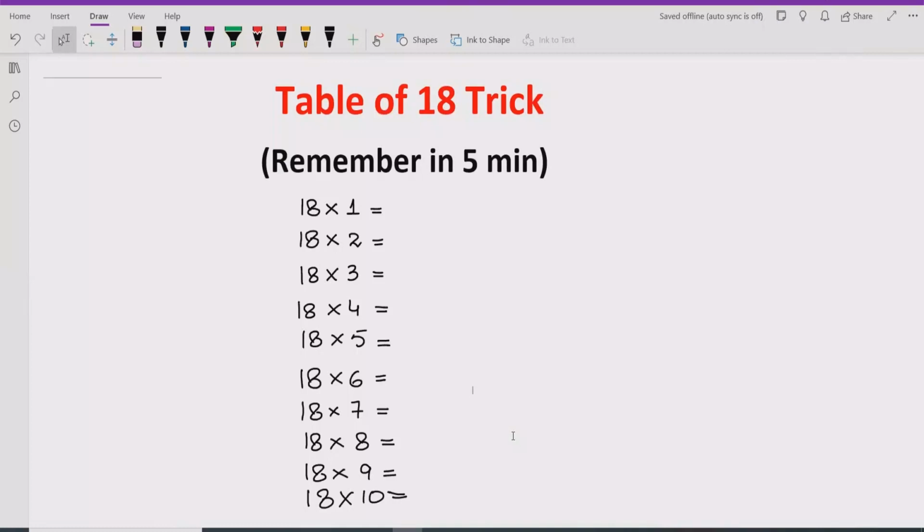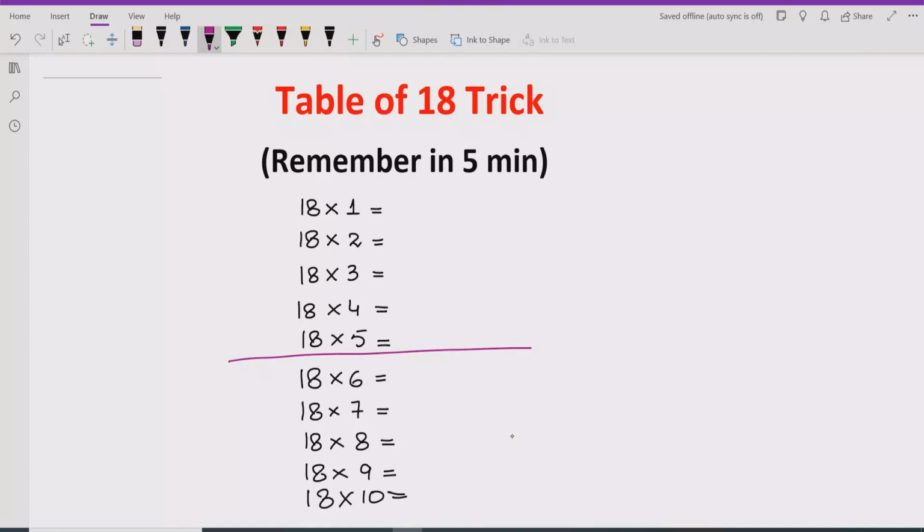So let's start the topic. Today, we will learn the table of 18 trick. So here we have to divide the table of 18. We have the 18 table from 1 to 10, and we have to divide this table into two parts, like 1 to 5 and 6 to 10.